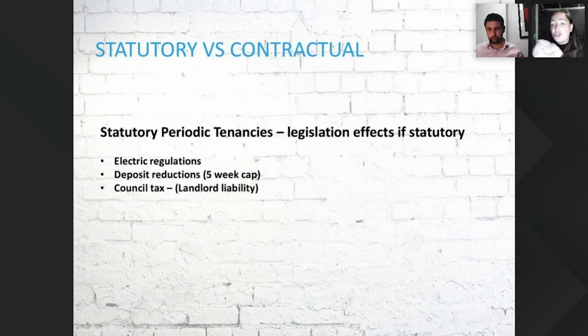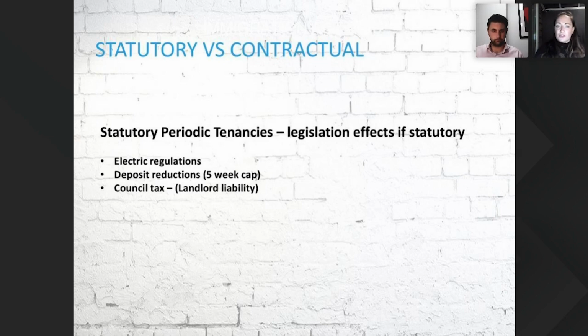Now, what does that mean in terms of your obligations? Okay, these are just 3 things that it can affect. Now, I'm going to go back to the previous slide so I can cover the other section. But what this means is the electrical regulations. So if your tenancy goes into a statutory rolling contract, you must make sure on the day that it goes rolling, you have an EICR.